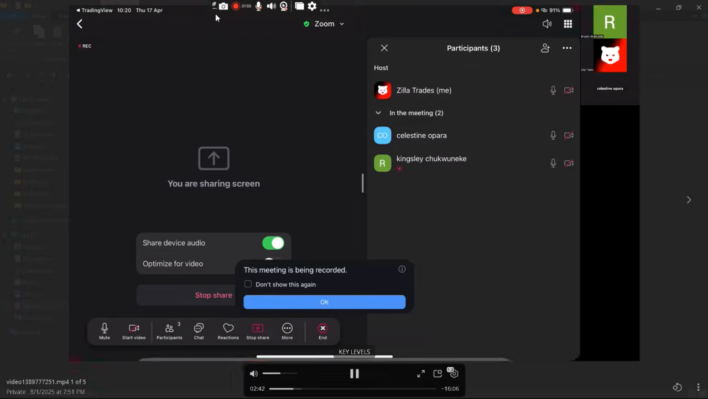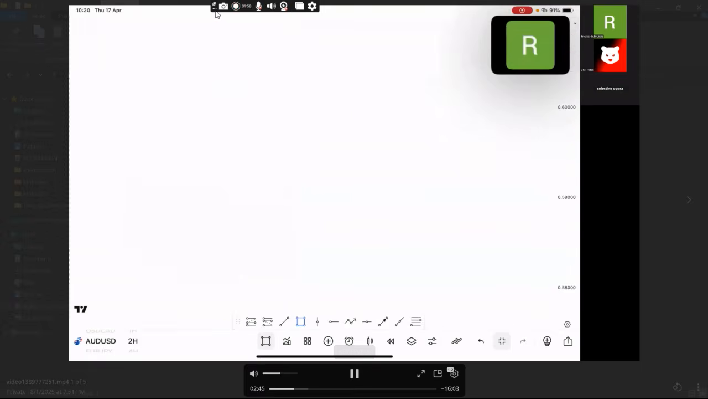So let's continue. And we also have the open close key level.